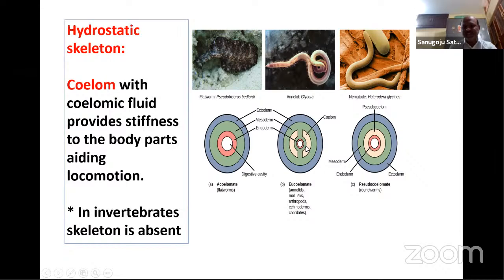Coelom is nothing but a gap between the integument and the gut. Here the gut is there, and the integument. The integument of these annelids is divided into three parts: ectoderm, mesoderm and endoderm. The gut is in the center of the body, and around it there is a pink colored gap. This gap is called the coelom. The coelom is fully filled with coelomic fluid, which provides stiffness to the body parts and aids in locomotion.